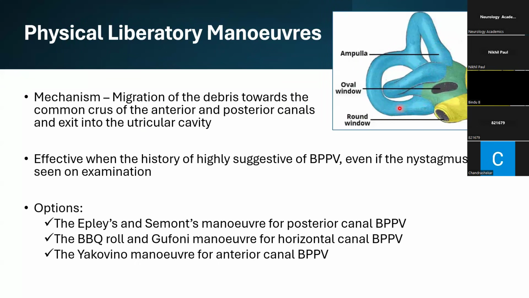So the aim of these maneuvers is to make sure these otoconial debris go inside via the common crus and not via the ampulla. So there are different physical laboratory maneuvers. The Epley's and Semont's maneuver for posterior canal BPPV, the barbecue roll and the Gufoni maneuver for horizontal canal BPPV, and the Jacobino maneuver for anterior canal BPPV. We'll see all that in detail.